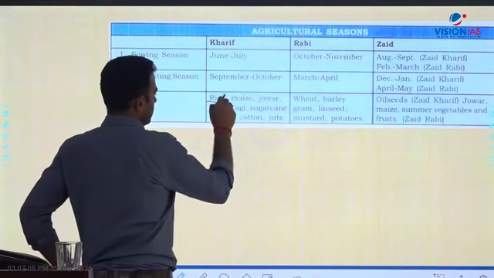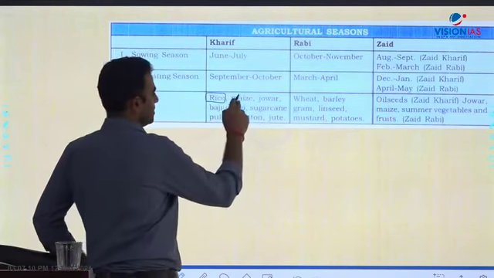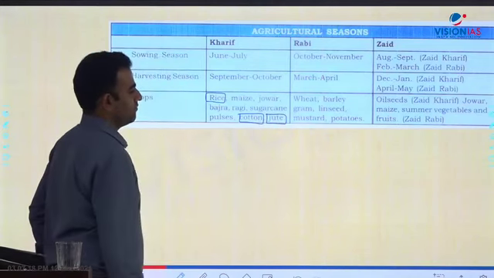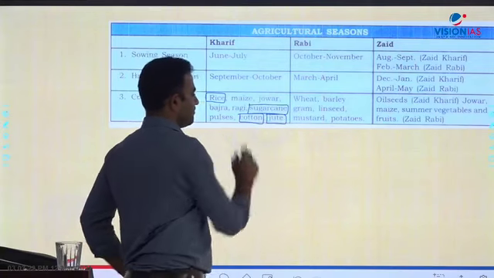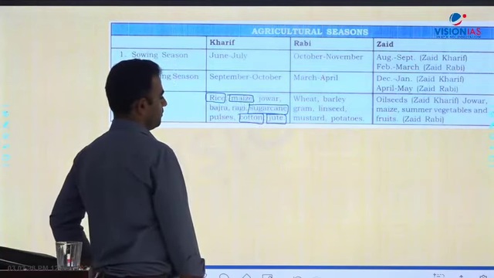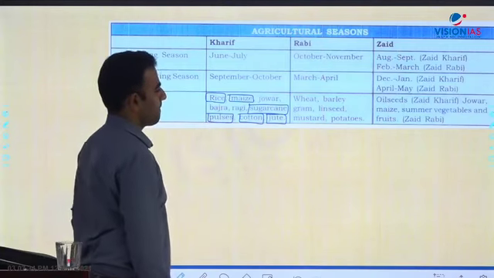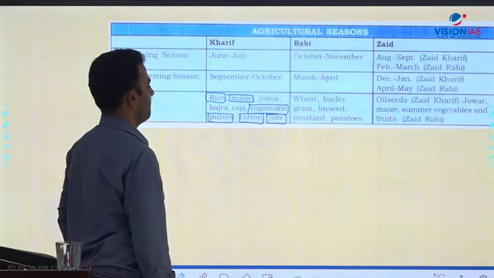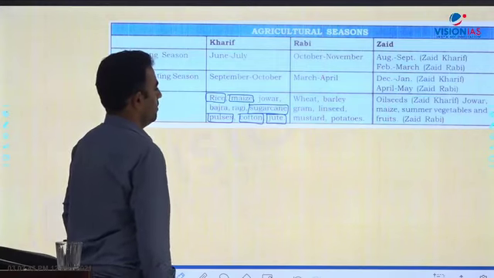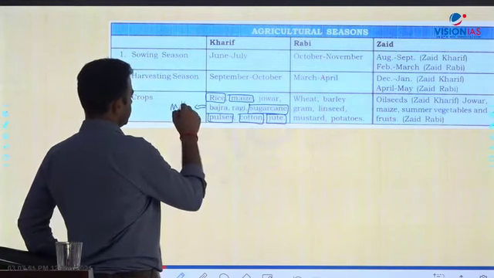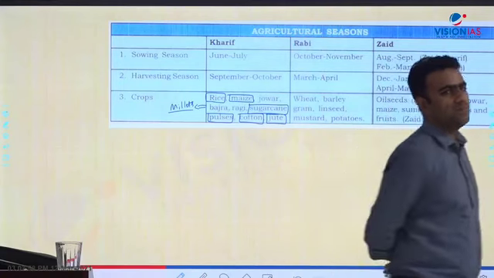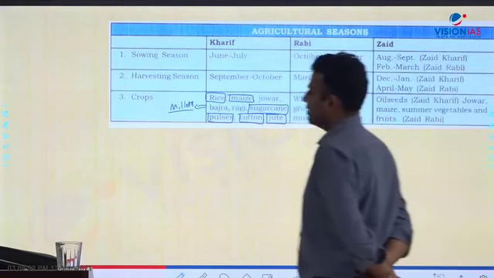What are the Kharif crops? Rice, cotton, jute, sugarcane, maize, pulses, fine, and we have the millets. So what is the common characteristics of these Kharif crops? Most of them require water during the sowing season.